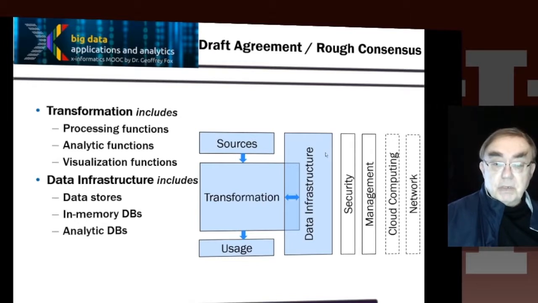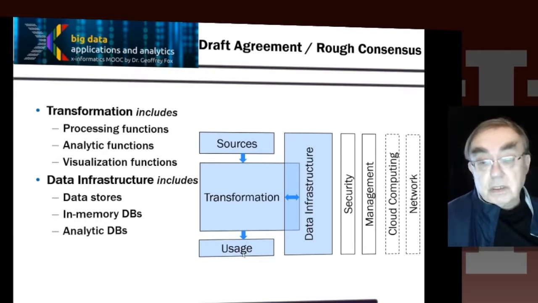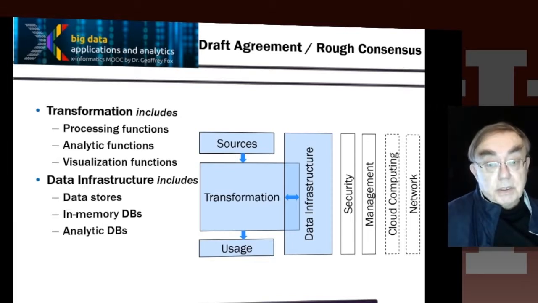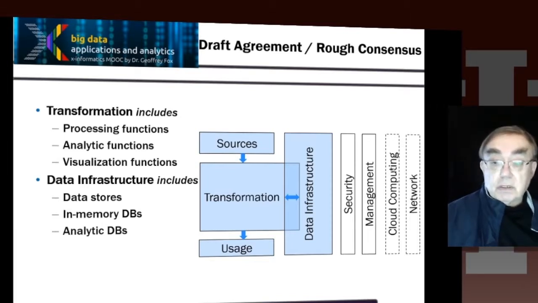Here we have the infrastructure where the transformation is executed. So the transformation spits out data which probably goes either to the user or to another transformation. And now we have the security and the management, which are cross-cutting, and then we always, remember, use cloud computing, that's the motto of the course, and then we do the networking.